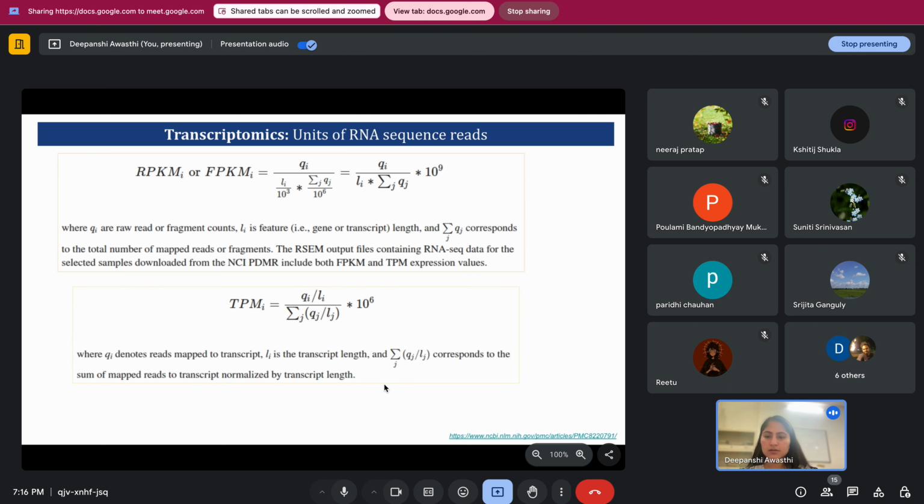Now let's look into the formula. If you want to go into the detail of how these scores are calculated, then you can go through the slide which I have provided you.